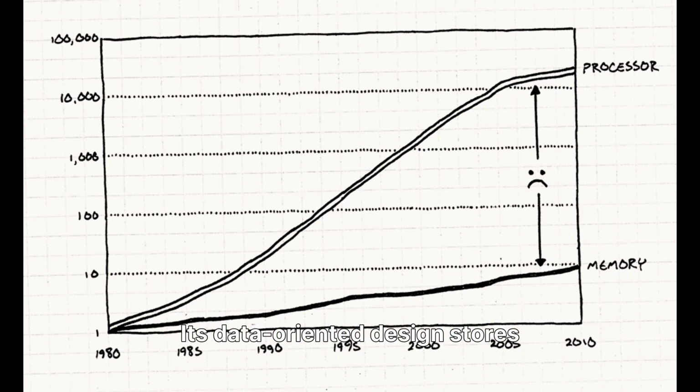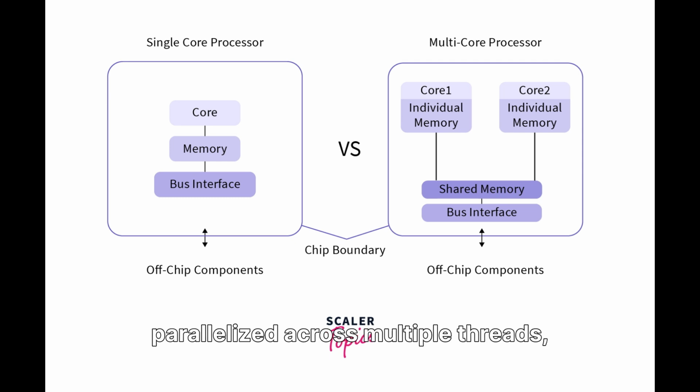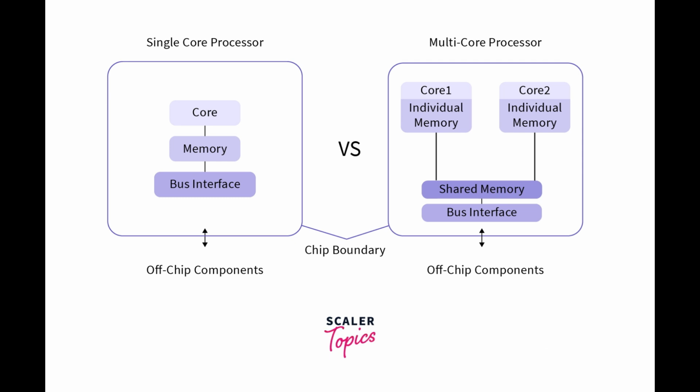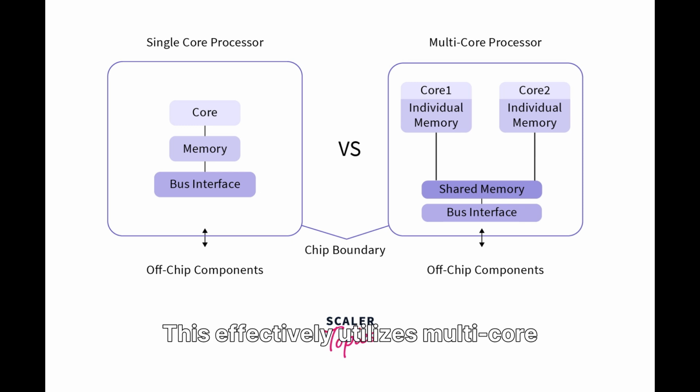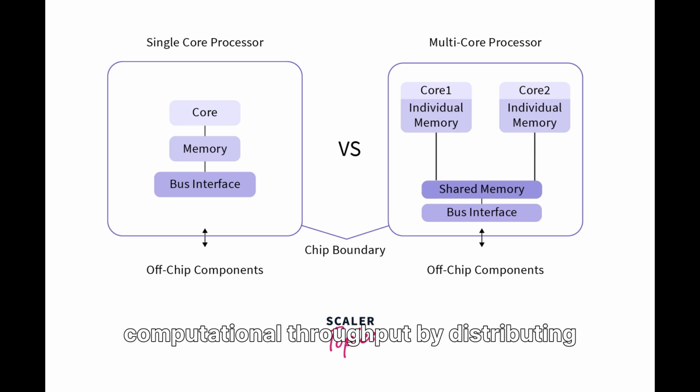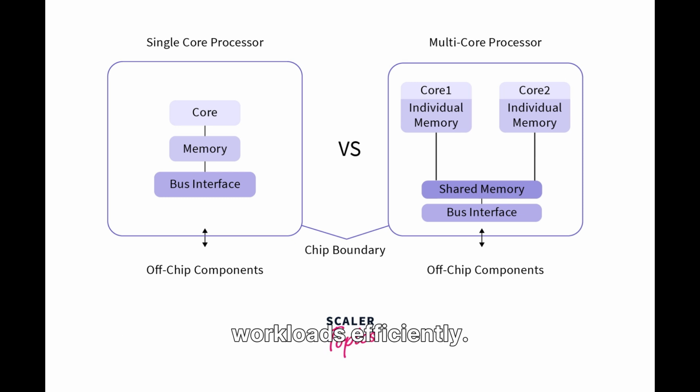Its data-oriented design stores data contiguously in memory, reducing CPU cache misses. This means the CPU finds needed data in its fast cache, leading to vastly improved memory access patterns and overall processing speed. Systems can be easily parallelized across multiple threads, leveraging modern CPU architectures. This effectively utilizes multi-core processors, allowing for massive computational throughput by distributing workloads efficiently.